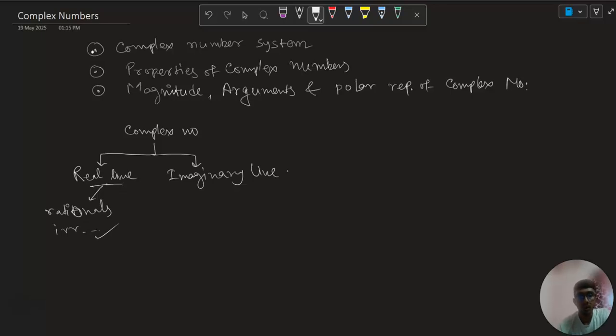Now we'll talk about this imaginary line. From where we get this imaginary line. Imaginary line is basically nothing but the line consisting of imaginary numbers. Right? Imaginary number.